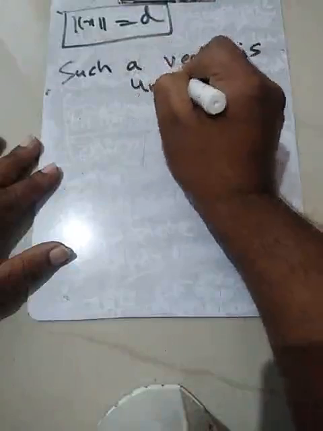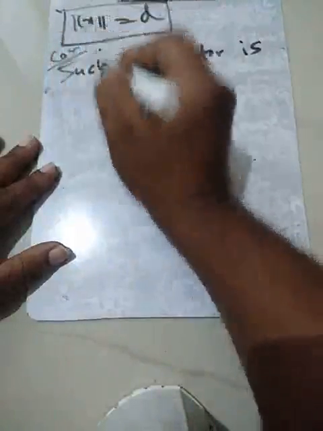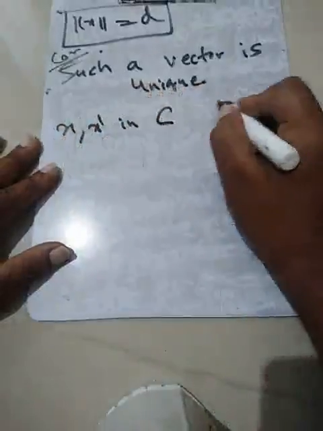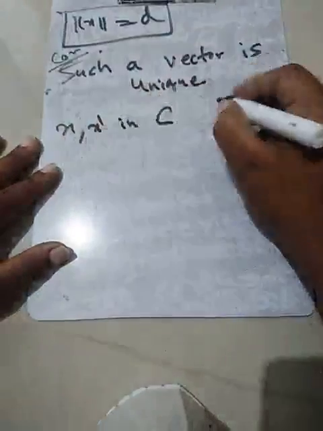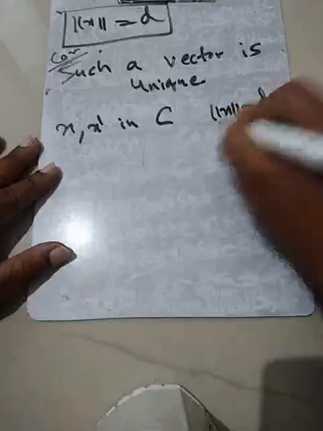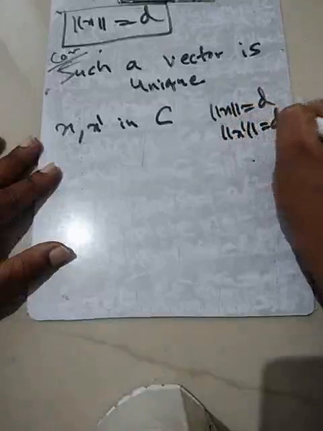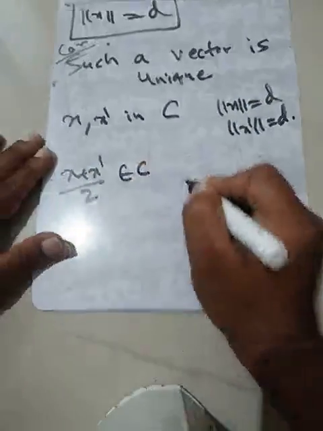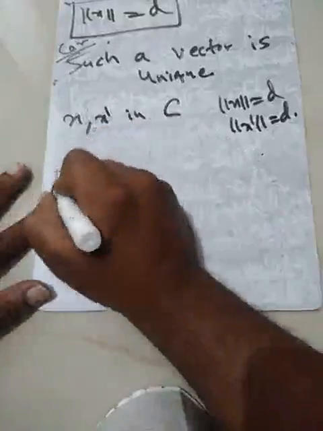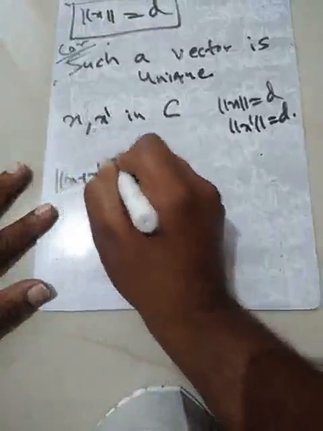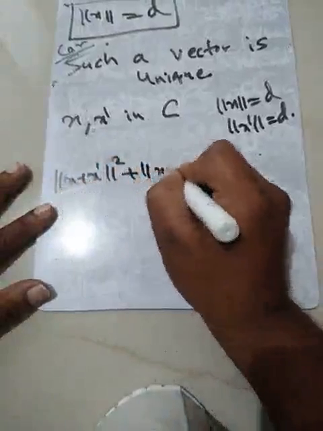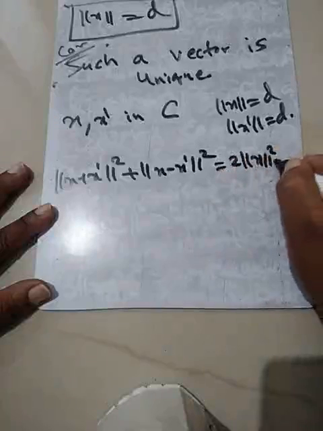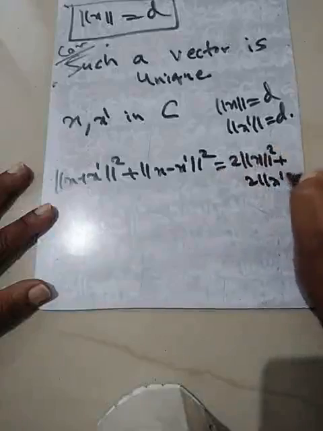Further, as a corollary, suppose there are two vectors x and x dash in C, and both of them have norm d. That is, they are elements of the least norm. The norm of x dash is also d. Again, (x plus x dash) divided by 2 is in C. We use the parallelogram law again: norm of x plus x dash whole square plus norm of x minus x dash whole square equals 2 times norm of x whole square plus 2 times norm of x dash whole square.